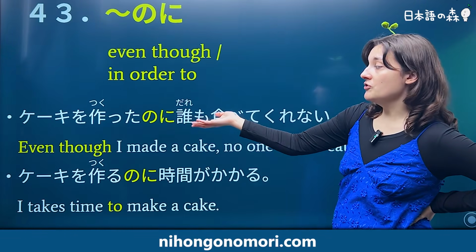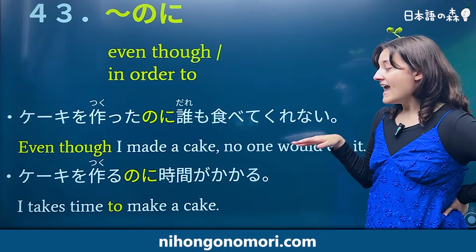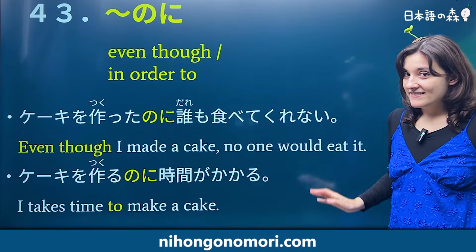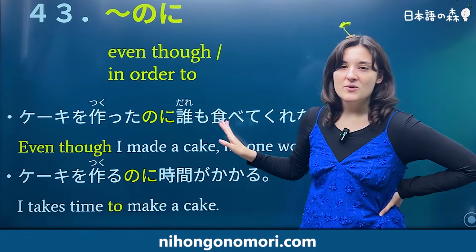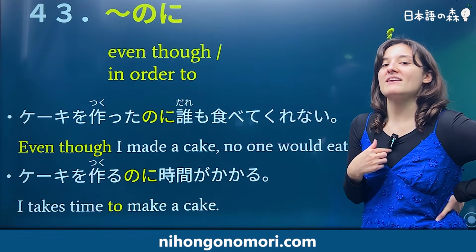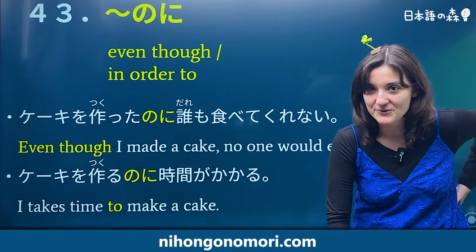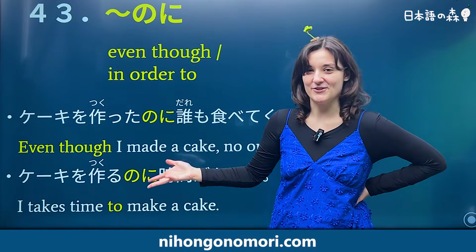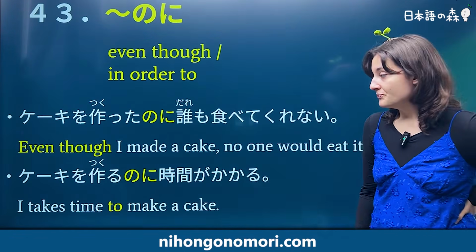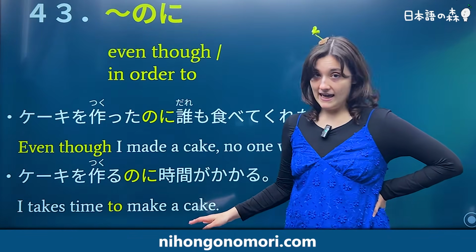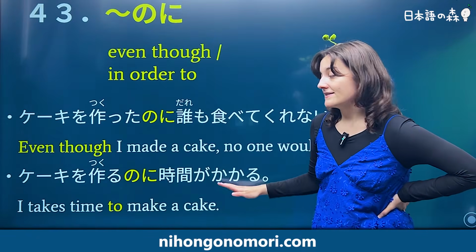We have ケーキを作ったのに誰も食べてくれない. Even though I made a cake, no one will eat it, right? So even though I put in the effort to make a cake, nobody will eat it. Nobody will do me that favor of tasting my cake that I put my blood, sweat, and tears into. It's that kind of expression. And then here we have ケーキを作るのに時間がかかる. It takes time to make a cake, right? So we're saying in order to do this, it requires this.